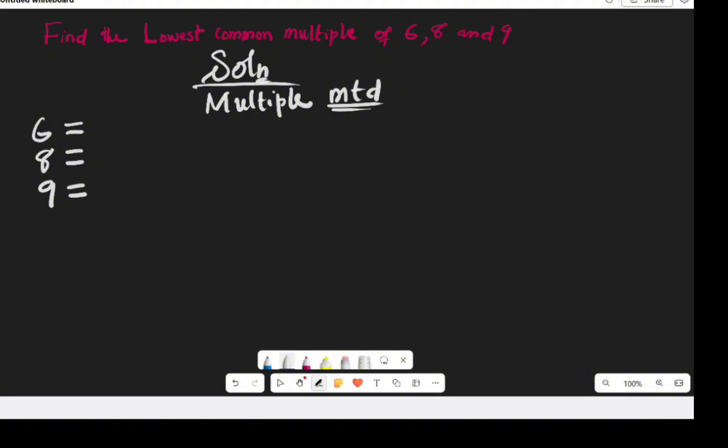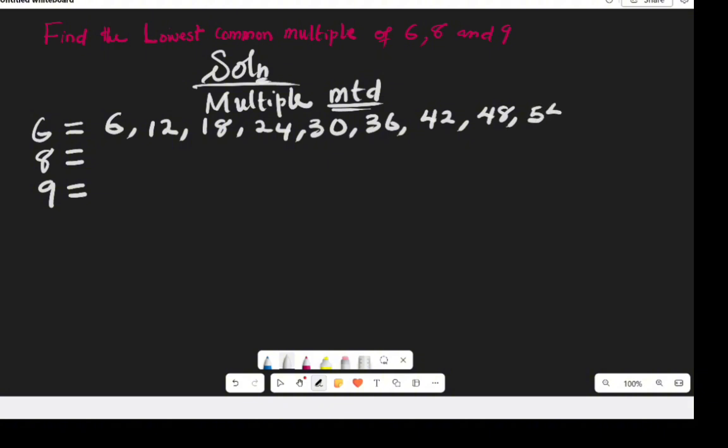Multiples means times table. What are the multiples of 6? We say 6 times table. 6 times 1 is 6. 6 times 2, 12. 6 times 3, 18. 6 times 4, 24. 6 times 5, 30. 6 times 6, 36. 6 times 7, 42. 6 times 8, 48. 6 times 9, 54. 6 times 10, 60. 6 times 11, 66. And 6 times 12, 72.